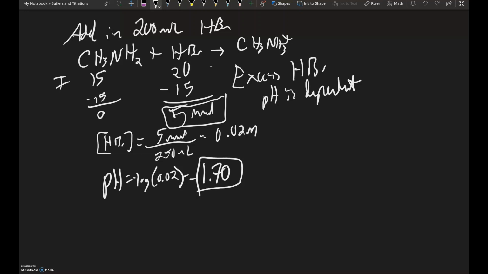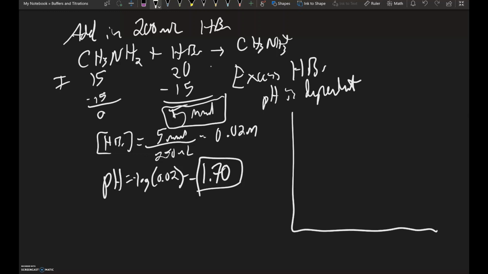And so, this being excess HBr, the pH is dependent on that amount. So to solve for the pH, we need to figure out the concentration of HBr first. Take the 5 millimoles divided by the 250 milliliters. That comes from 200 milliliters plus the 50 milliliters initially, and that gives me a concentration of 0.02 molar for HBr. Since HBr is a strong acid, we take the negative log of that number and we get 1.70.